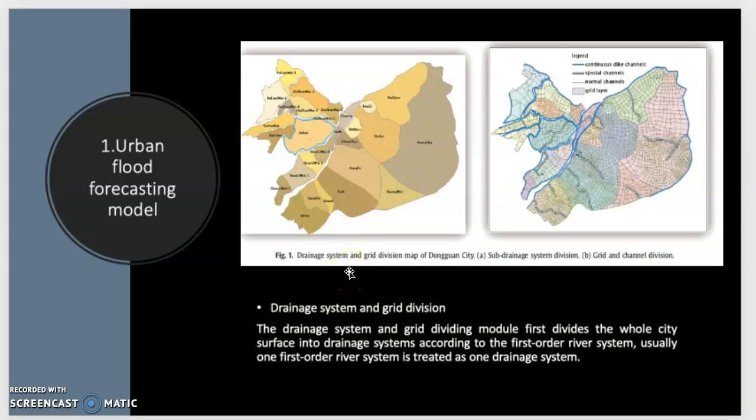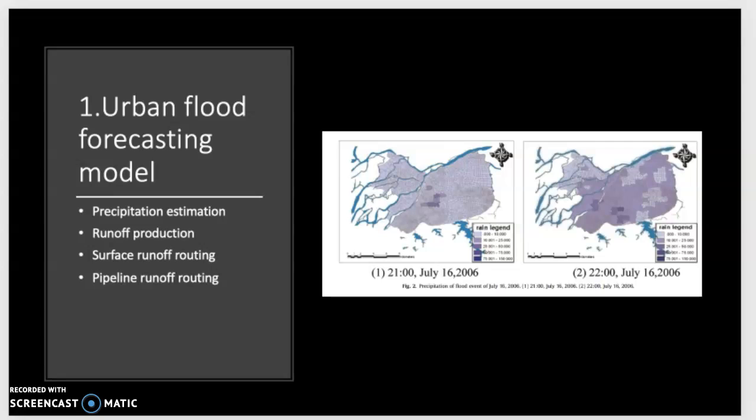First step, the article distinguishes the drainage system grid division, like this picture. You can see, based on the first-order river system and underwater system, we can divide Dongguan city into 28 sub-drainage systems. Then, based on spatial channels and normal channels, we make the grid division map, like this picture. Next, calculate the data from the Guangdong Meteorological Bureau. We can get the precipitation estimation value, rate of production value, surface rate of routing, and pipeline rate of routing.